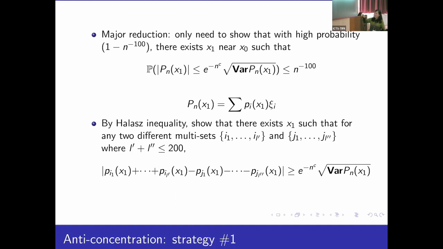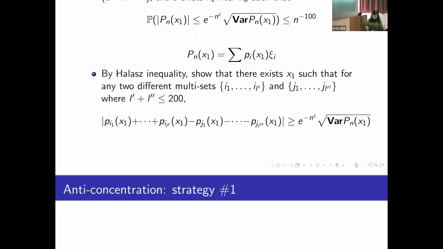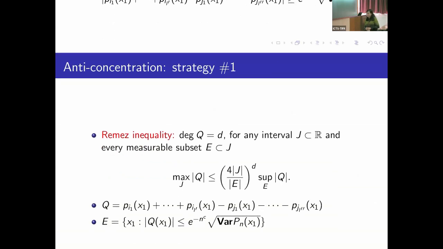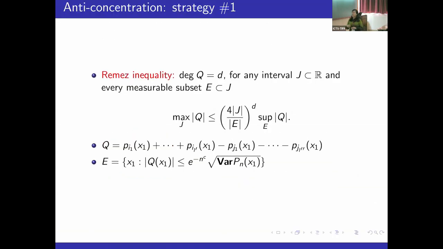There is no probability here anymore, no randomness anymore, just a deterministic statement. And so that brings us to the so-called Remez inequality, which says that given a low degree polynomial q of degree d, then the maximum value of q on an interval.